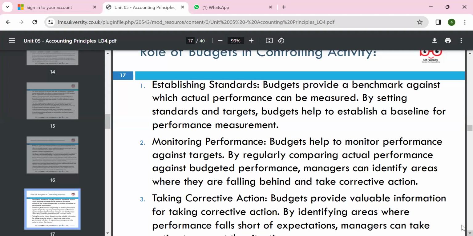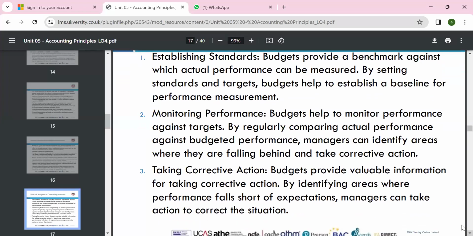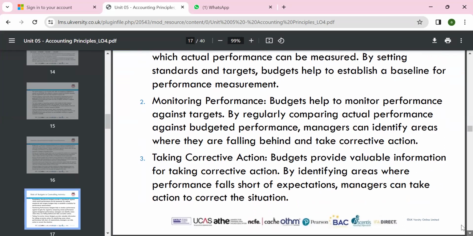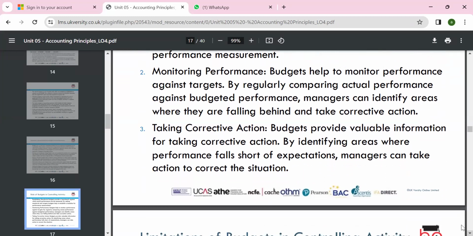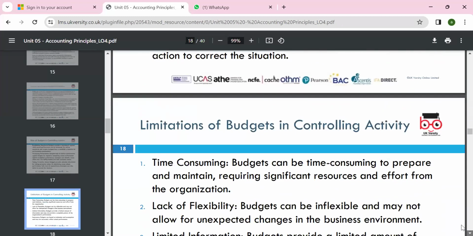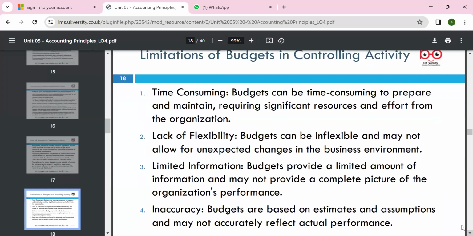So we can set standards, like how many hours are required to produce one unit, so we can say how much it costs. It helps to find the variance correctly. Baseline performance, monitor the performance: it helps monitor performance by regularly comparing actual with the budget, and that's how managers carry on taking corrective action. The budget provides value in taking corrective action. Then the limitations of the budget.